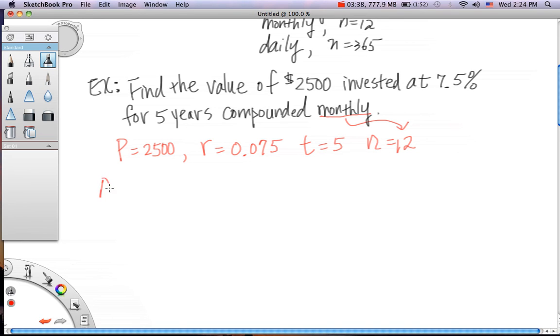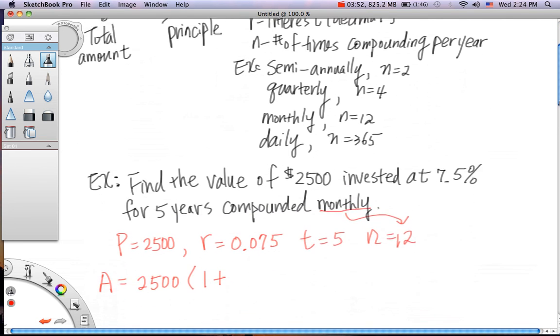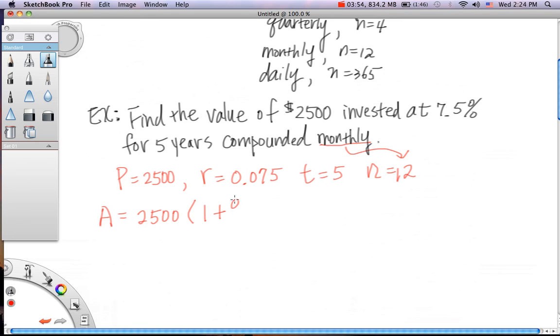So the total amount in your account will be 2,500 times 1 plus R divided by N, right? So it's going to be 0.075 divided by 12, and then the exponent part is the key, which is 12 times 5, right?